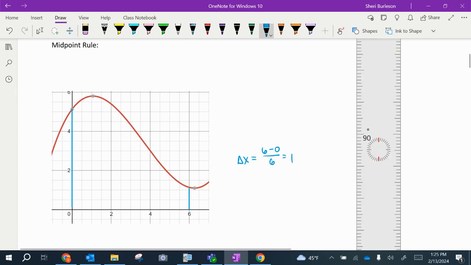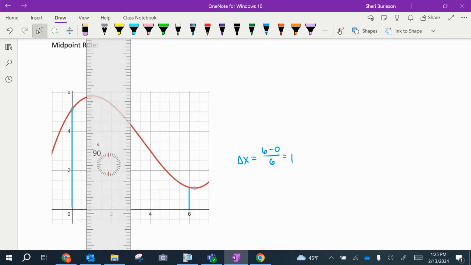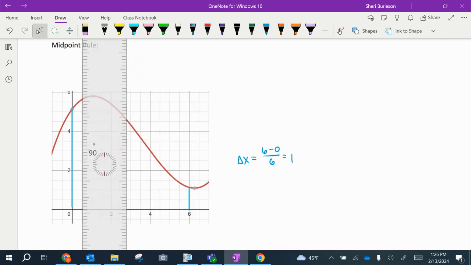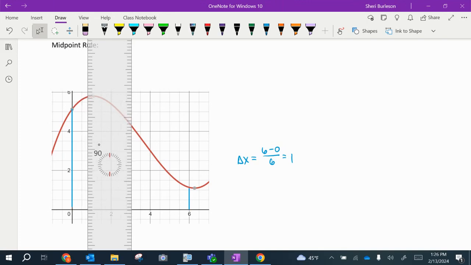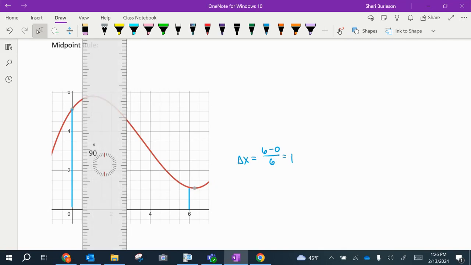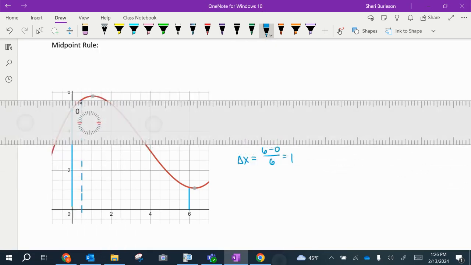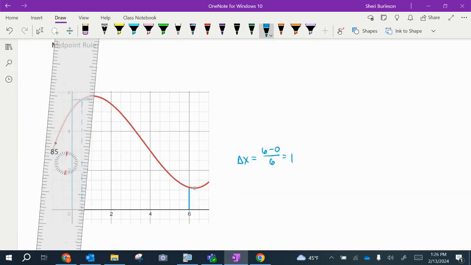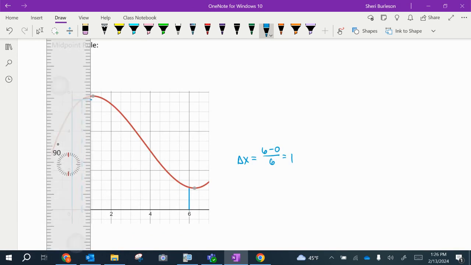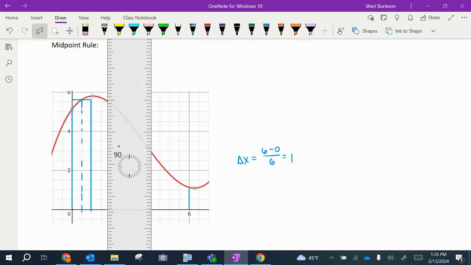So for my midpoint here, between 0 and 1, at 1/2, I'm going to go up to the function, and that's going to be the height. The function value at 1/2 is going to be the height of my rectangle. And then the width is still my delta x. It's still 1. So there is my rectangle I'm going to be adding.